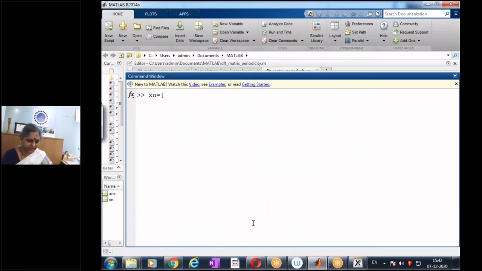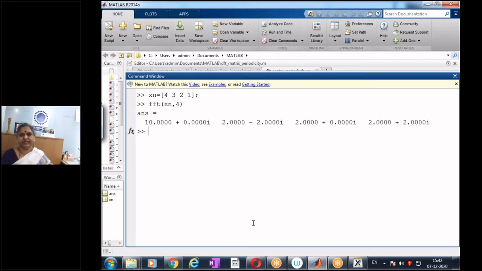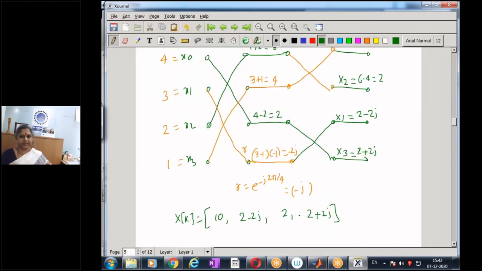We have our x[n] as 4, 3, 2, 1, and let's compute the DFT of this x[n], a 4-point DFT. What we get is 10, 2 minus 2j, 2, 2 plus 2j. So we get the same result, and we have done this problem earlier also.